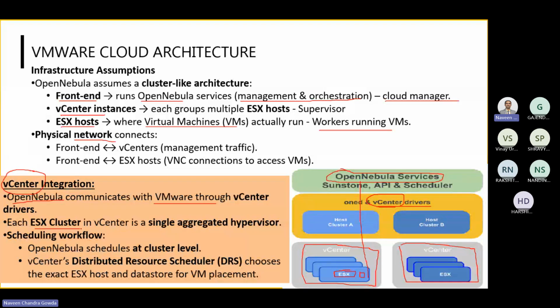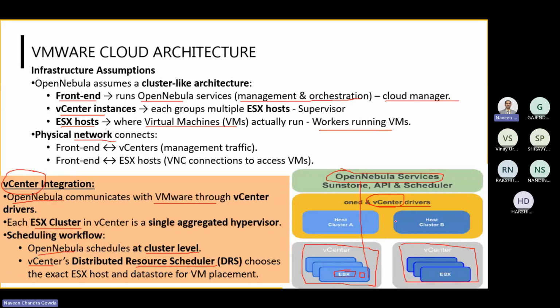All those are acting like a cluster, and OpenNebula will be scheduling the respective task at the cluster level, whereas it is the vCenter's duty to make sure which resource has to be scheduled to what service. So if you ask me the scheduling workflow, the front end part is OpenNebula, which is assigning the respective task, and based on that task, which VM can take it up and what resources are required, that will be scheduled by whom?